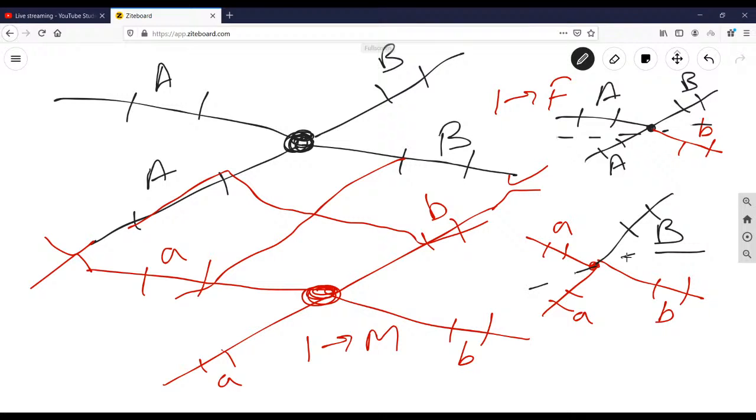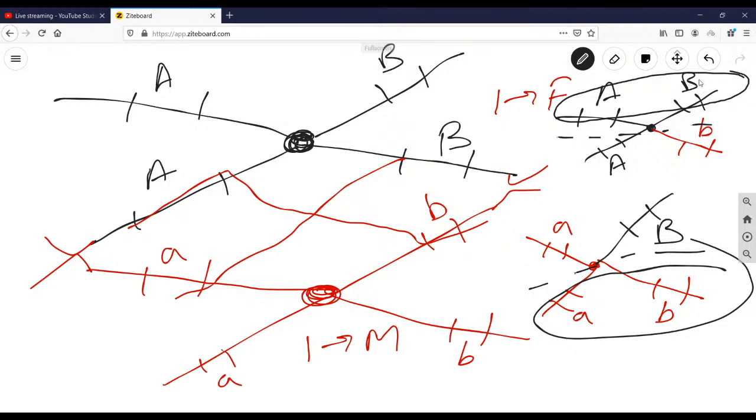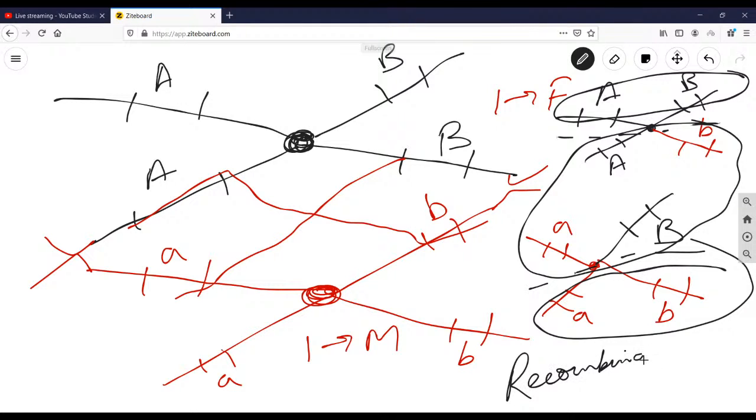You can say that this is a non-recombinant. This is also non-recombinant. So out of the four, two are always non-recombinant. Maximum, you are getting these two as recombinants. So the recombination frequency you will be getting is at most 50%. Okay, that is known as recombination.